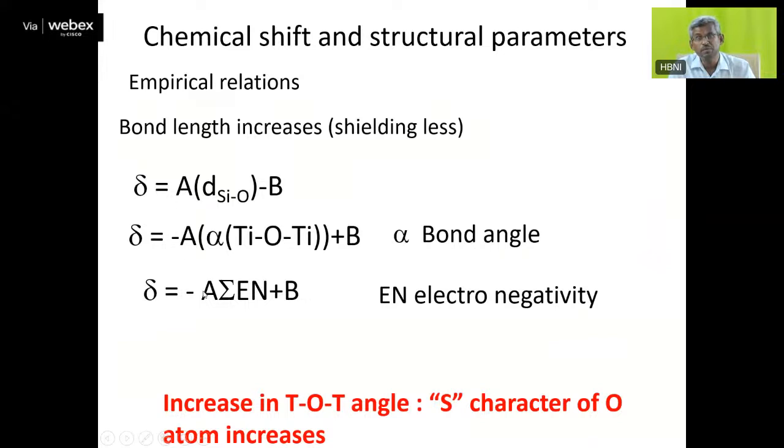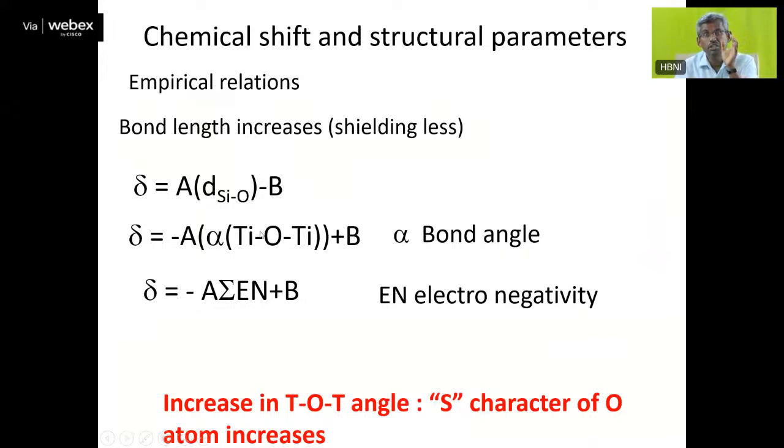There are 3 different empirical expressions which are commonly employed to predict the silicon-29 MAS NMR shift. One of them, as I mentioned, is the Si-O linkage bond length. The moment you see a higher bond length for Si-O linkages, delta shifts more and more in the positive direction.